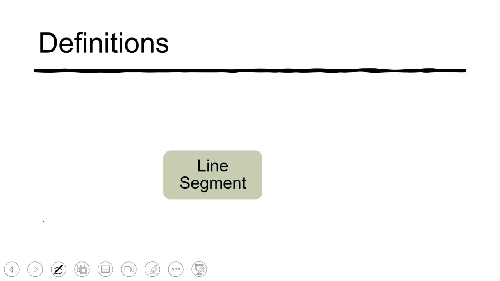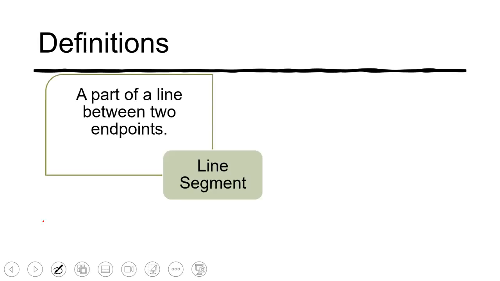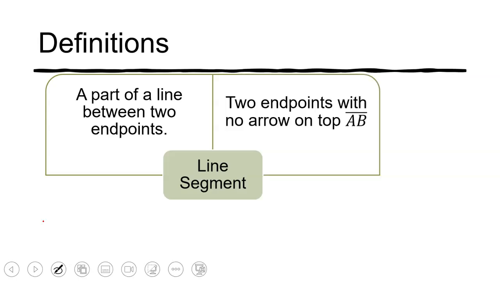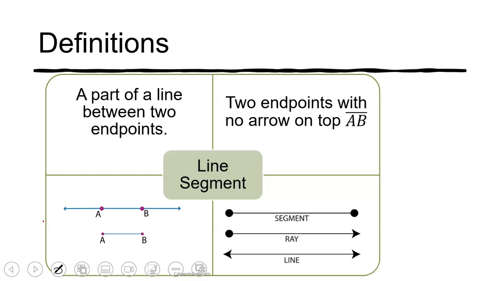Continue with definitions. So a line segment is the part of the line that's just between 2 endpoints. This does not continue on in both directions. We use a symbol with no arrow on those 2 points. For a line segment, we have to name the line segment with the 2 endpoints. We can put them in either order, but we have to use the 2 endpoints. So this is a picture of what line segment AB would look like. It's just a portion of line AB.